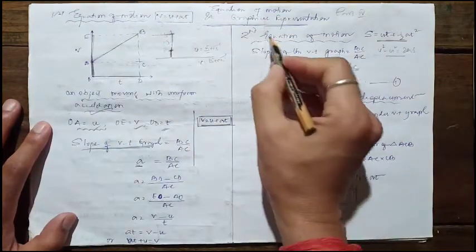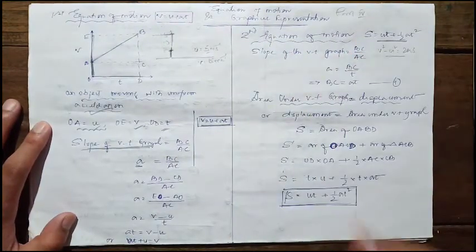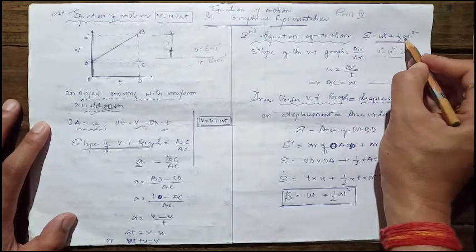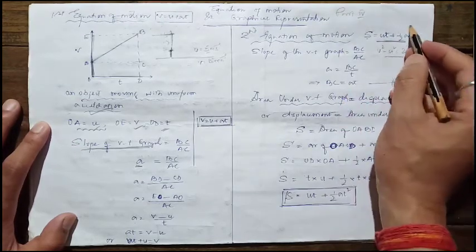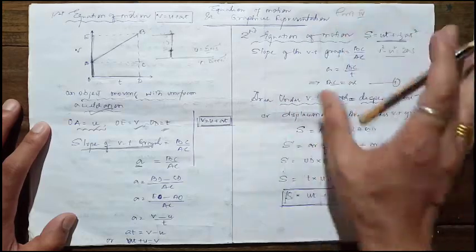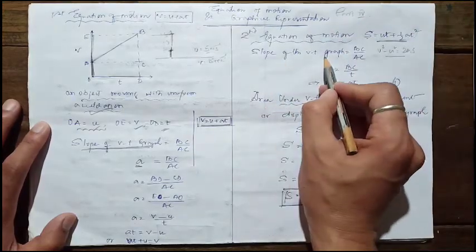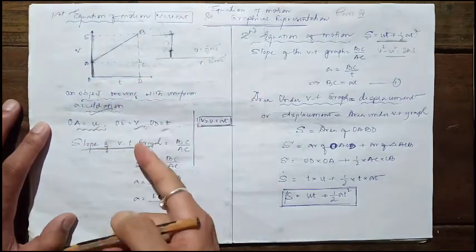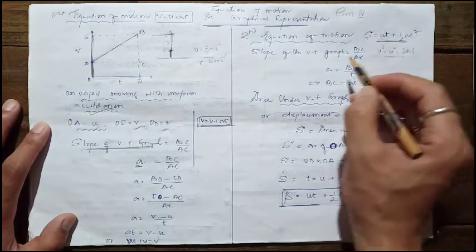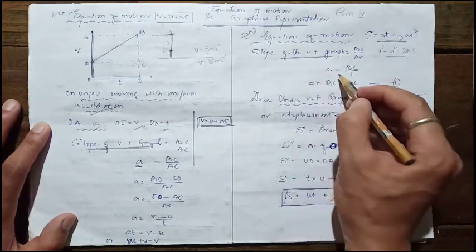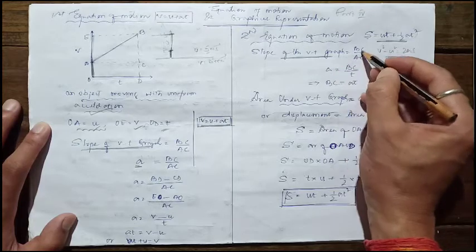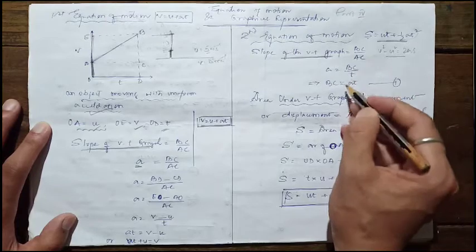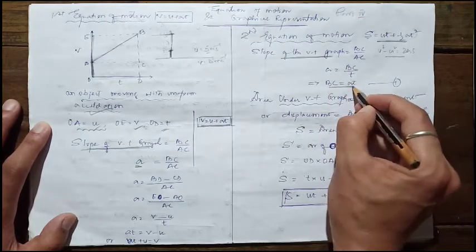The second equation of motion, students, is s = ut + ½at². You know what s is: it's distance or displacement. u is the initial velocity, t is the time, a is the acceleration. So how did we arrive at this relation? Let's understand. Now, the slope of this VT graph is BC divided by AC. The slope of a velocity-time graph is acceleration, and this equals BC by AC. Now AC can be replaced by t. If I rearrange this, I get BC = at.